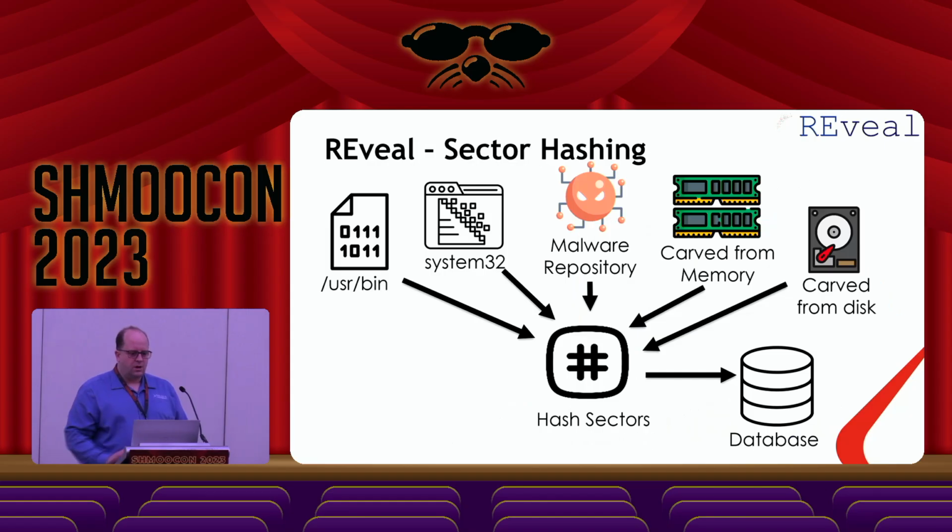So a high-level overview, sector hashing. You can take any files. You don't have to actually label them or know what they are. You just have to give it raw byte binaries. You can grab them from Linux user bin, from Windows System32. If you have a known malware repository, then great.